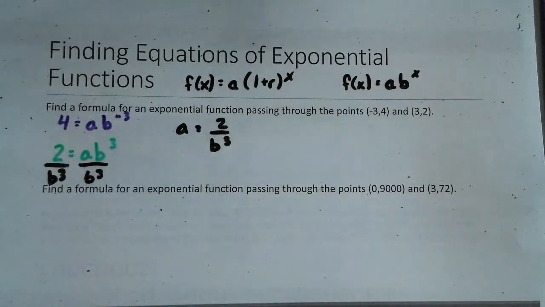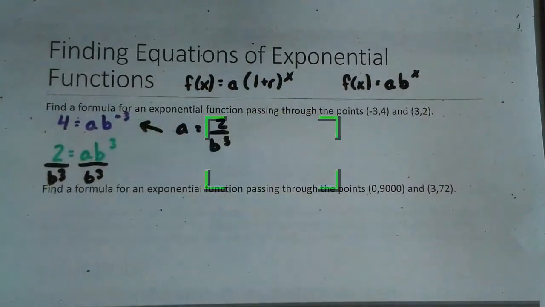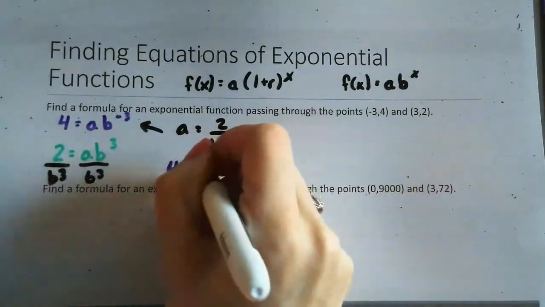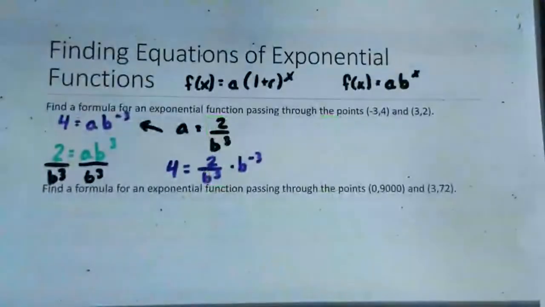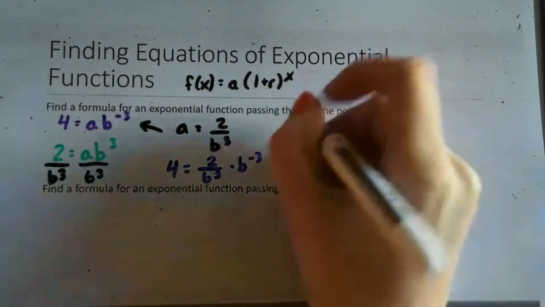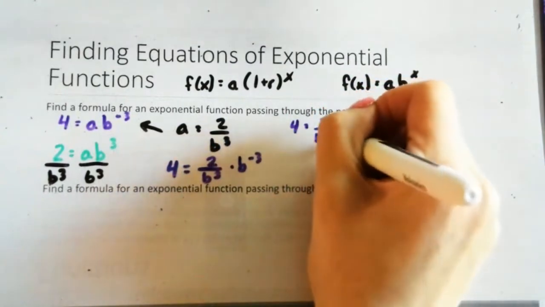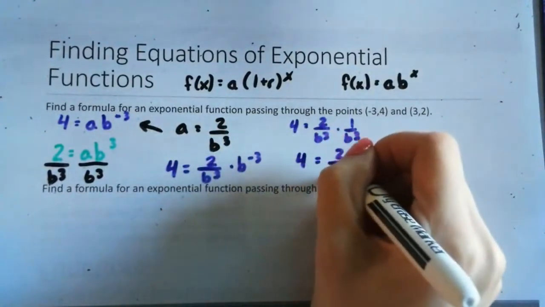Now I know what a is, and I can plug that into the other equation. So when I plug that in, I'm going to have 4 = a, which we said is 2/b^3, times b^-3. But we have to remember what a negative exponent means. A negative exponent means move it to the denominator. So I'm looking at 4 = 2/b^3 times 1/b^3, or 4 = 2/b^6.